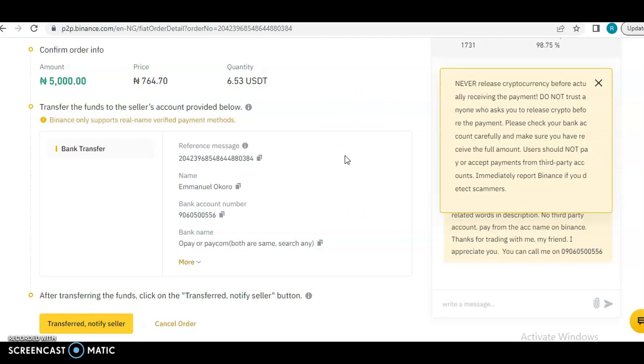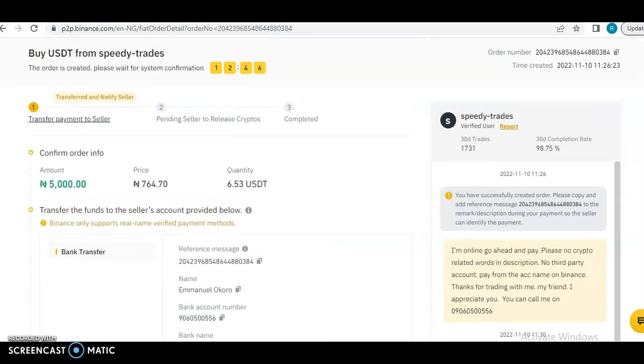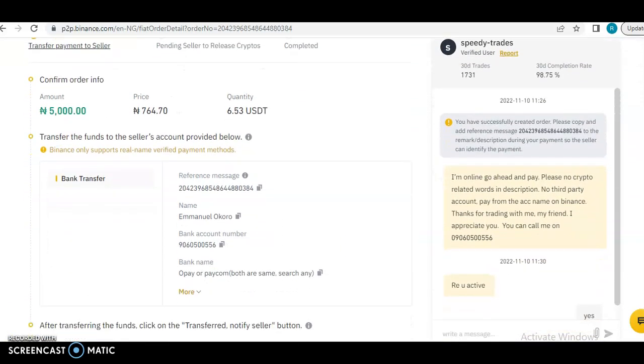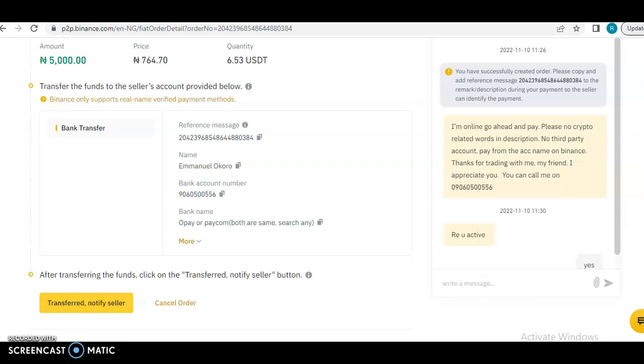But please guys, you should do this immediately. Don't waste a lot of time. Do this transfer immediately. So guys, let me do the transfer. I'm coming back. So guys, I have done the transfer. I went to my bank app and sent the money to this account details here.